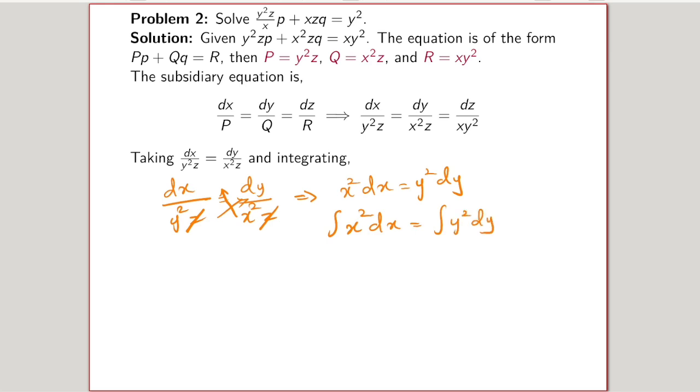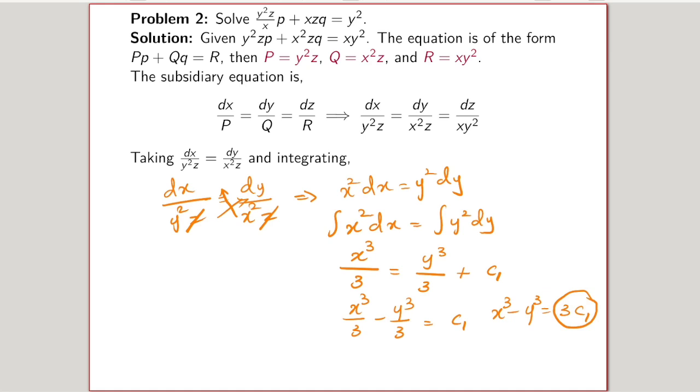So doing integration, we know that it will be x cube by 3 and this will be equal to y cube by 3, and I'm going to write some integrating constant c1. So we can bring this term, x cube by 3 minus y cube by 3 is equal to c1, and this can be written as x cube minus y cube is equal to 3c1. I'm going to name this 3c1 constant as a. So I'll be writing x cube minus y cube is equal to a. So this x cube minus y cube will be our first solution u.